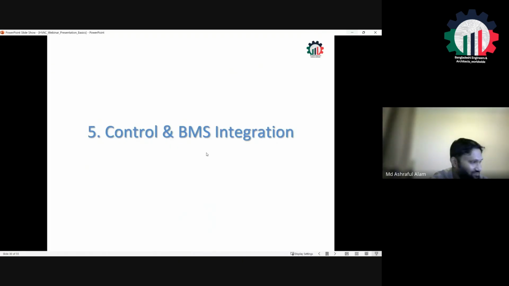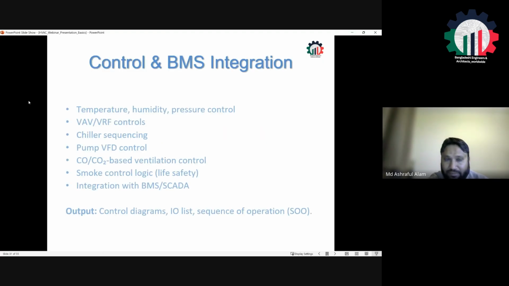Now control and BMS system. So now we have the plants, we have the heat load calculation. From the heat load calculation, we selected the system. And based on the system selection and heat load, we selected our equipment. After selecting the equipment, we have our distribution, ducting, piping, everything. Now the full system is there.